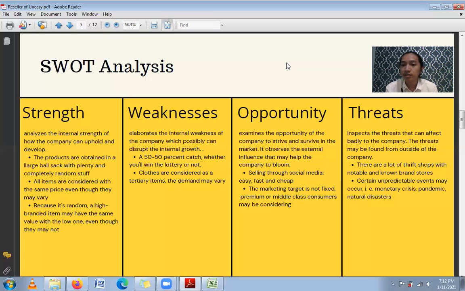Certain unpredictable events may occur, such as monetary crisis, pandemic, as we all know what we've been facing nowadays, and then natural disaster. I mean, these kinds of events are unknowable. We may not know whether it would happen or not. So basically it is a threat to the company and to most companies.